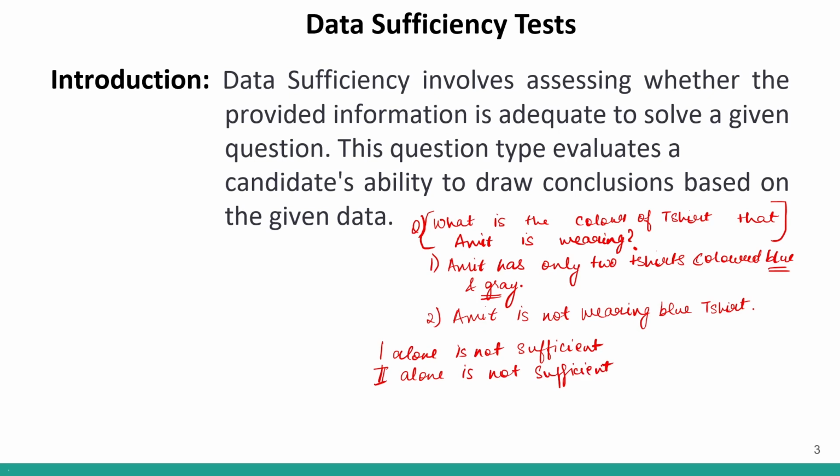Now let us take both the statements together. Statement 1 tells me that Amit has only two t-shirts, one blue and the other grey. So he would be wearing either of them. The second one tells me that Amit is not wearing a blue t-shirt. So by combining both the statements, I can say that Amit is wearing the grey t-shirt. Correct? Grey is the solution.